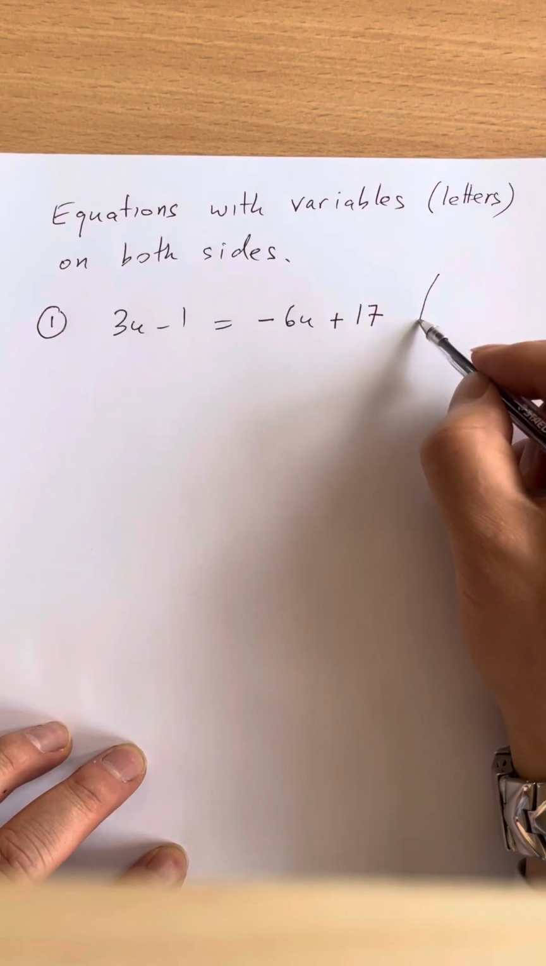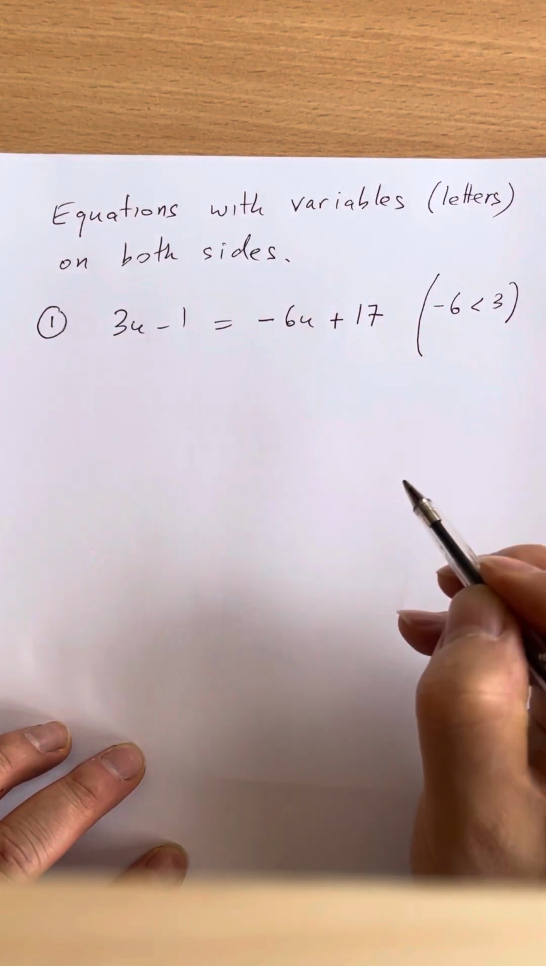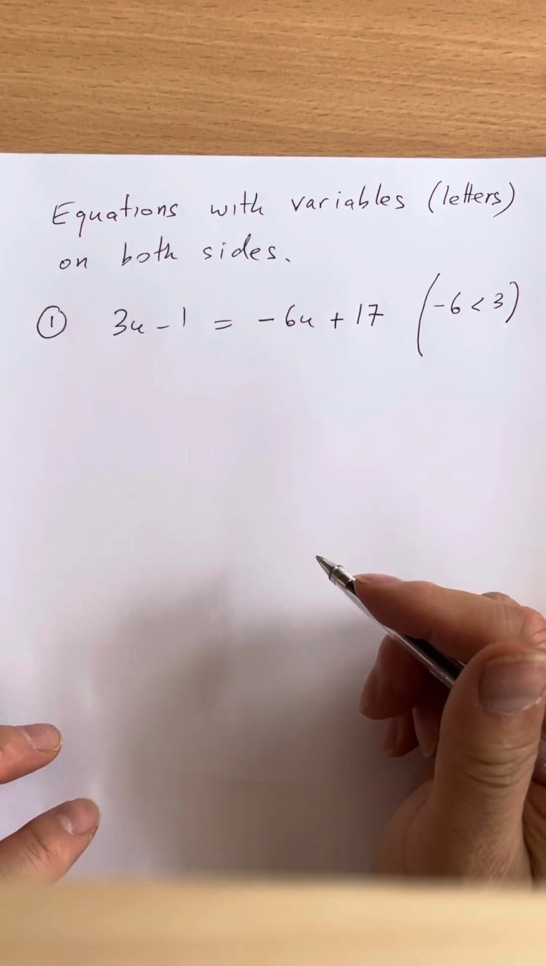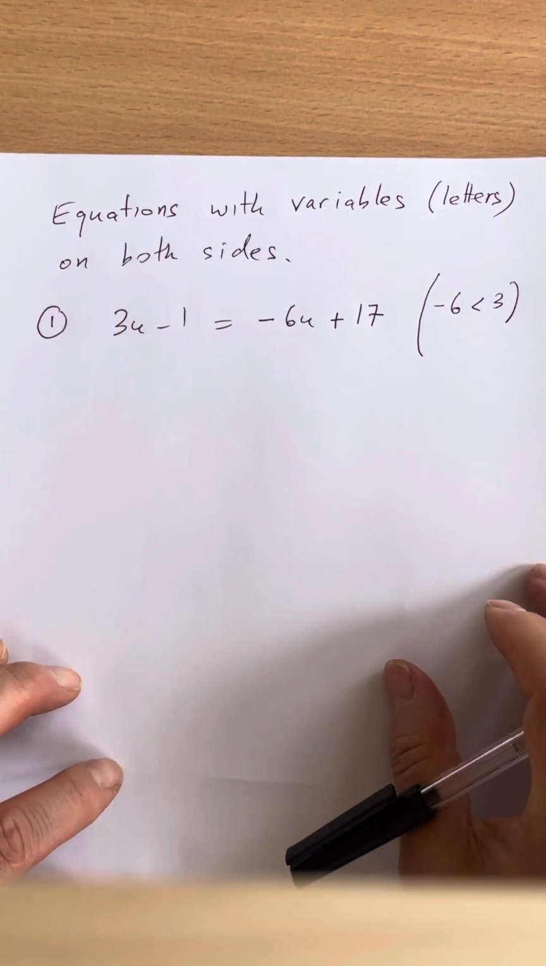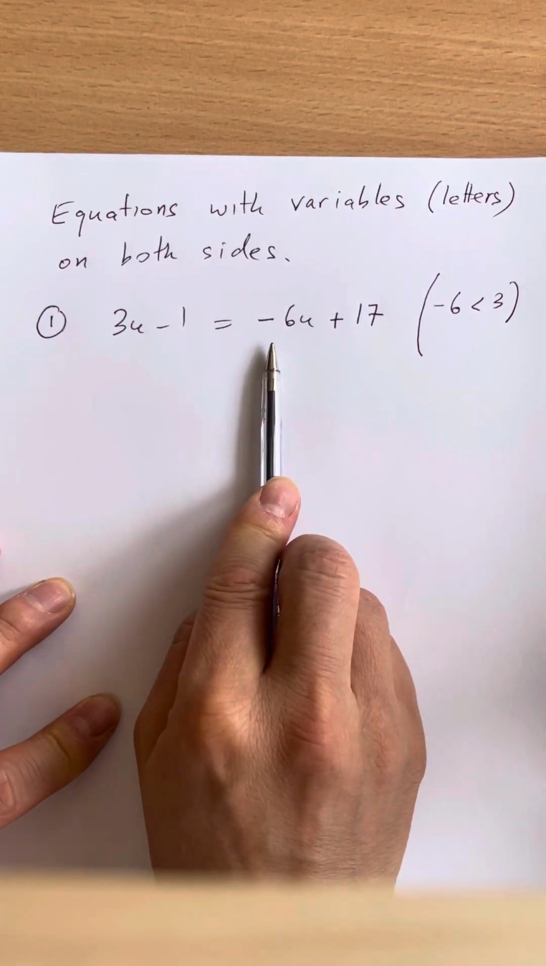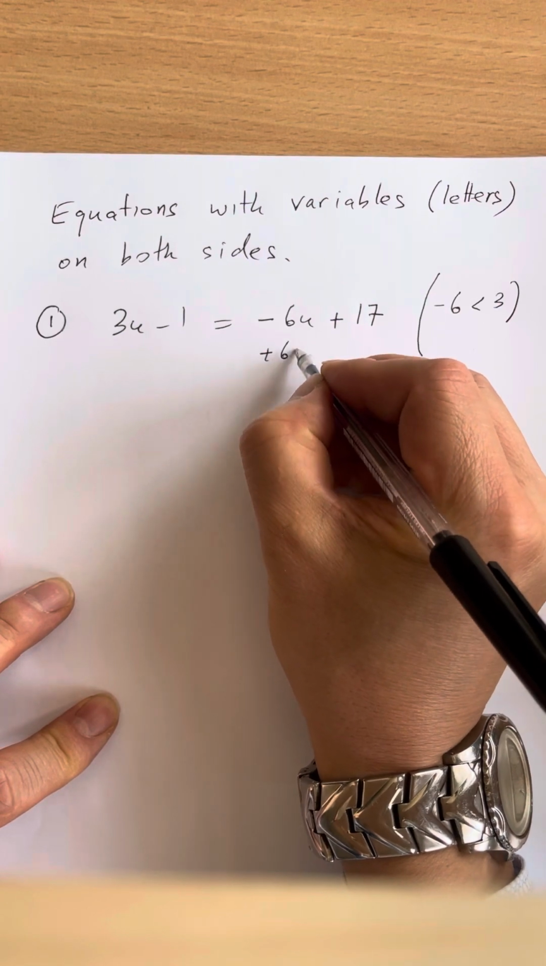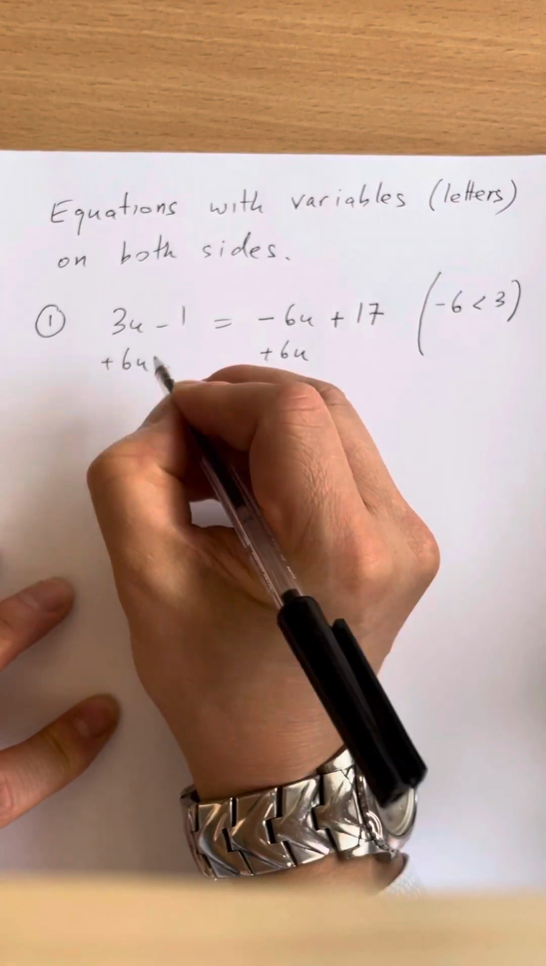Now just to recap, by the way, minus 6 is less than 3. So negative is always less than the positive. So what do you do? You get rid of the smaller variable. So in this case, you get rid of the minus 6u. How? You do the inverse, which is plus 6u to both sides.